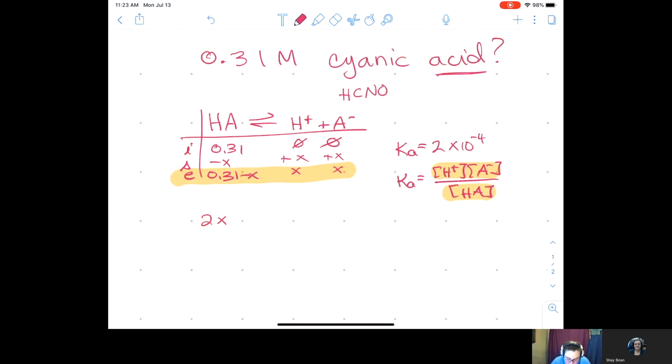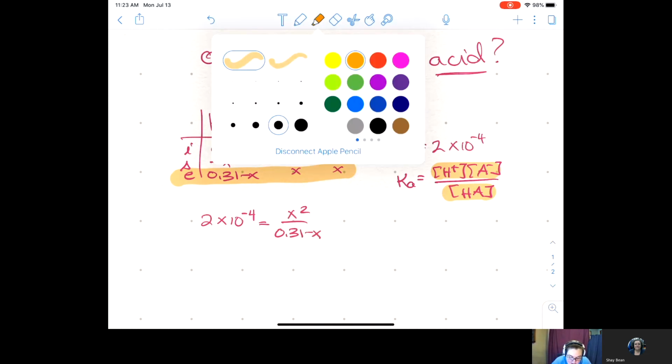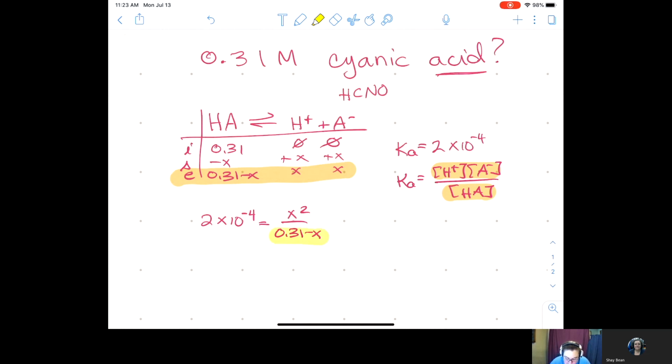So as we start putting in values, 2 times 10 to the minus 4 equals x squared all over 0.31 minus x. We'll use the approximation. Down here, we'll say that 0.31 minus x will approximate to be 0.31. As long as x is small enough and 0.31 is big enough, this works. And I have suggested in previous videos that you should always start with the approximation, just because the math is so simple, and then you can always figure out if it works later.